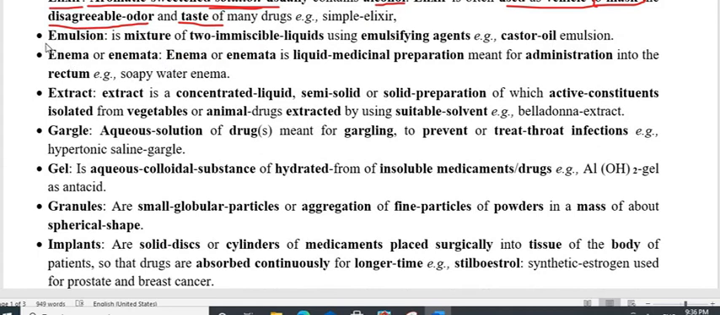Now we have to go through the emulsion. We all have earlier gone through this dosage form, emulsion. Emulsion is nothing but a mixture of two liquids that are both immiscible. So two immiscible liquids mixed together is called emulsion, and in it we use a substance which makes them mix together, that is called an emulsifying agent. So this is the example, castor oil emulsion.